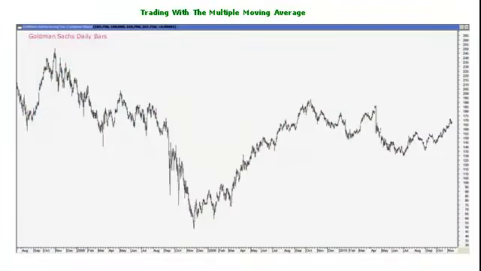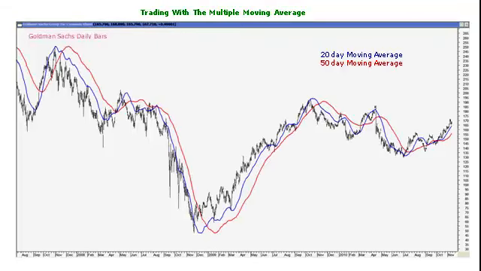This technique was really invented by an Australian trader called Guppy. He calls these the Guppy multiple moving averages, so we'll just stick to the MMA. We're going to look at Goldman Sachs here for the purposes of this example. As you can see, just an ordinary price chart. And here we are with a 20-day and a 50-day moving average plotted over that.